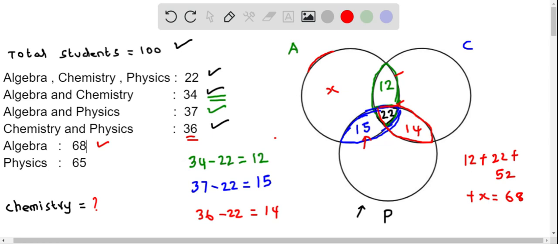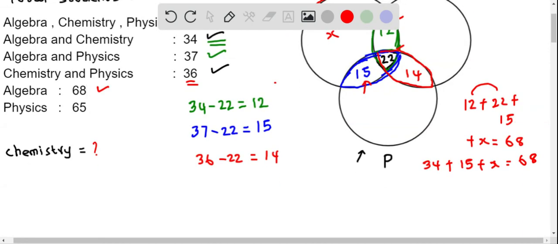So we can solve for x from this equation. Actually, it is not 52. This is 15. I'm going to put 15 here. So 12 plus 22 is 34, plus 15 plus x, and this equals 68.